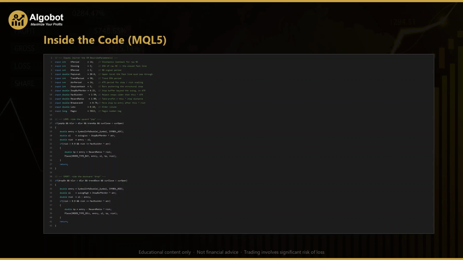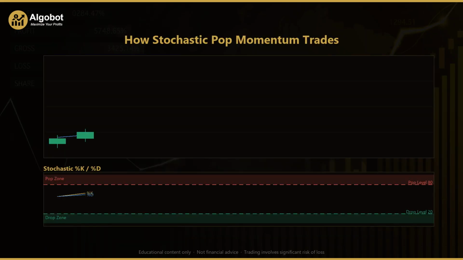Drop DN means a fresh drop below the lower level. K sits below D. Trend down confirms price under a falling EMA, and the candle closed bearish. The entry is the bid. The stop sits above the swing high plus the ATR buffer, and the target is the reward ratio times that stop distance. Same discipline structure, opposite direction. Let's bring it to life on this illustration.